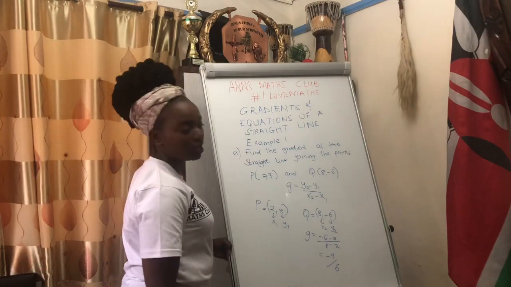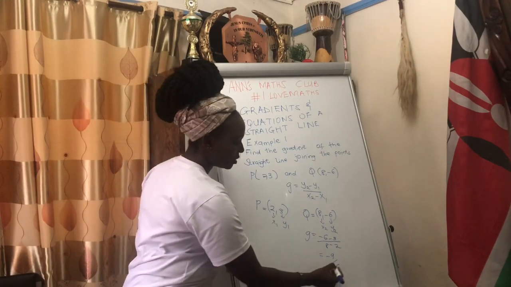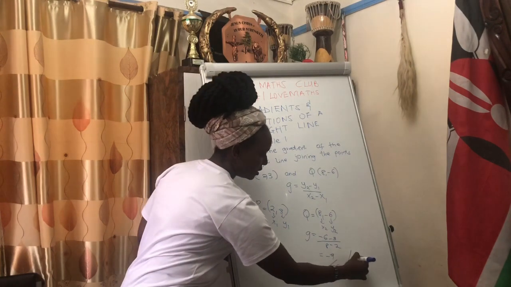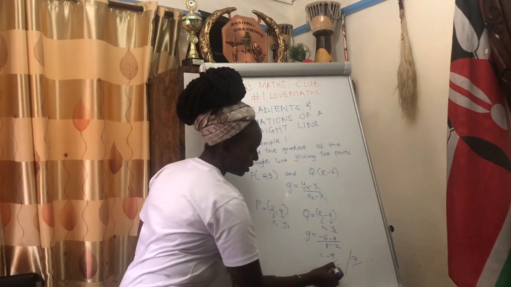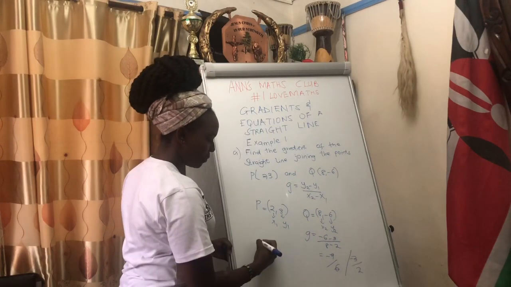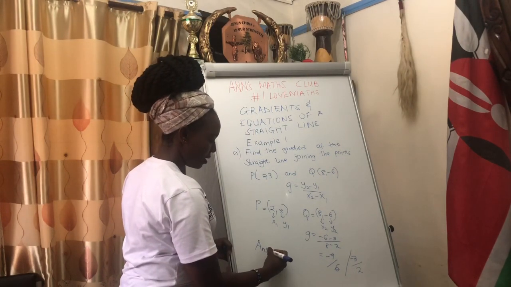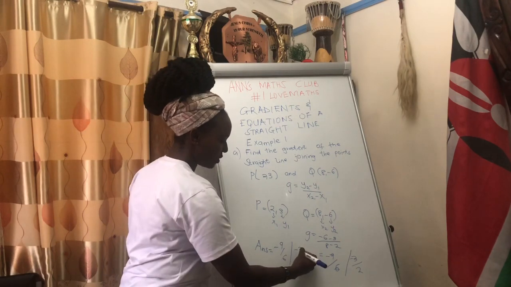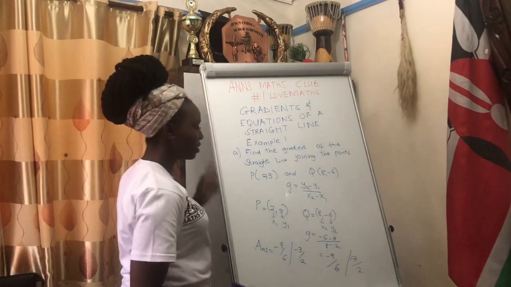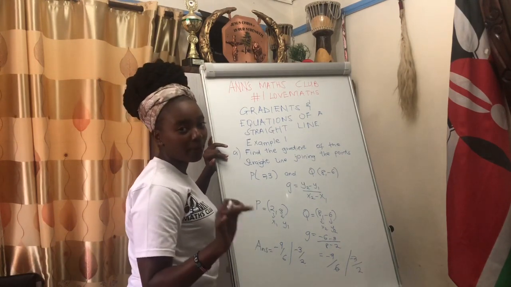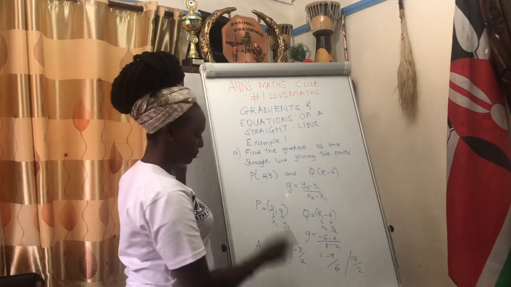So you can leave your answer as -9 over 6, or you can go ahead and cancel by 3. -9 divided by 3 is -3, and 6 divided by 3 is 2. So your answer can either be -9 over 6, or you can simplify it to -3 over 2. So this is section A of the question. Now let us solve part B of the question.